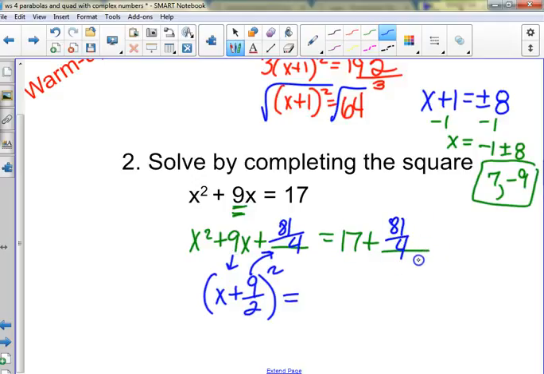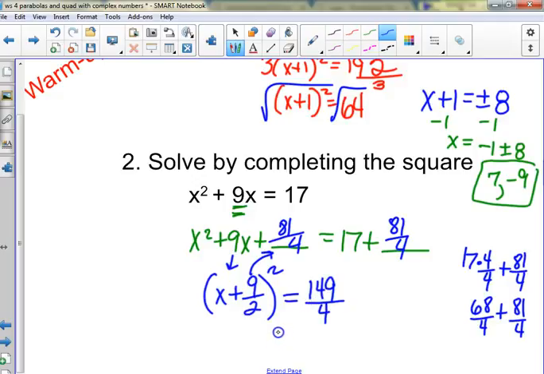How would you add without a calculator? Yes, you need a common denominator. So 17 times 4/4 plus 81/4 becomes 68. Did I do that right? We add the top and we get 149. Do we get 8 in the denominator? Keep the denominator when you add fractions, yes?